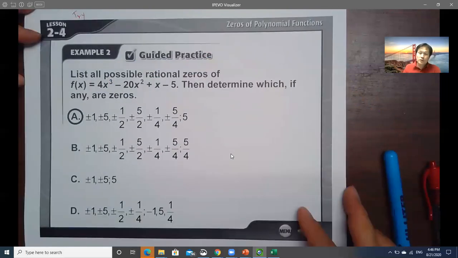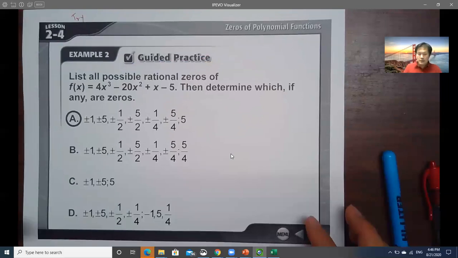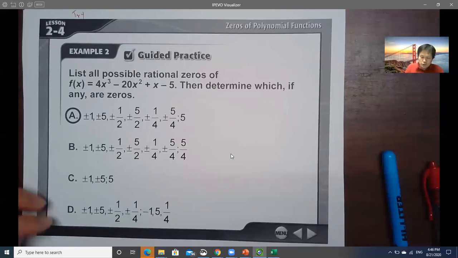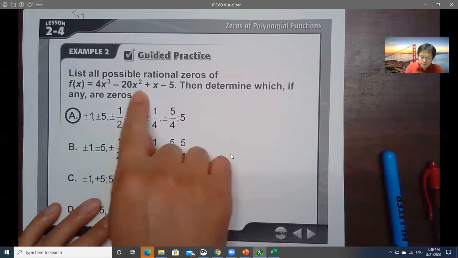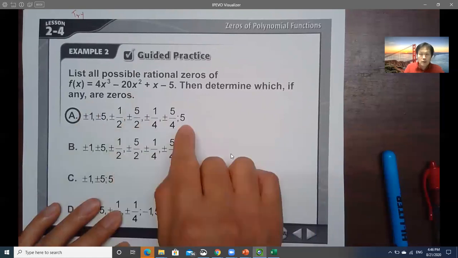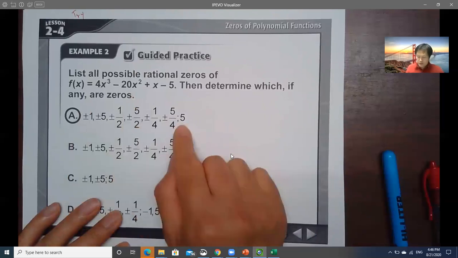Okay, pause the video, please. Try this. So if you do all that combination, you're supposed to get all those. Then the actual zero, if you graph it using a graphing calculator, you'll get 5 as the answer.